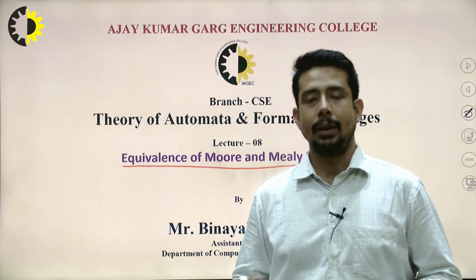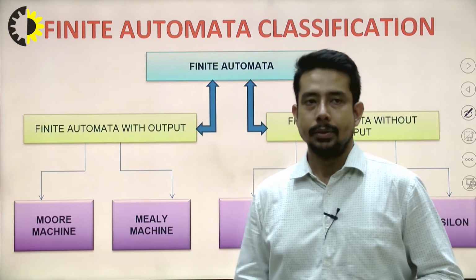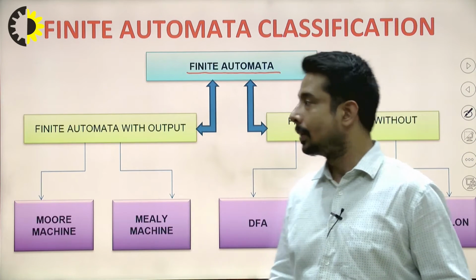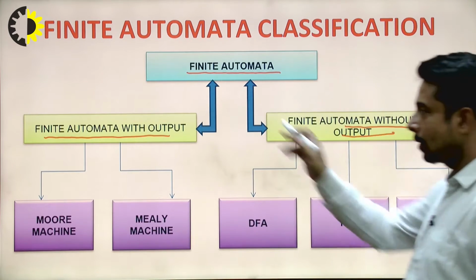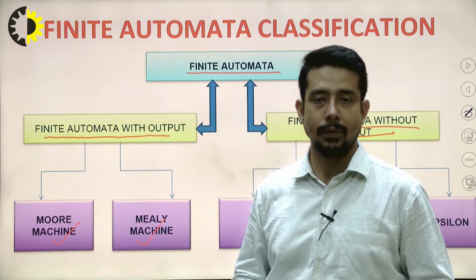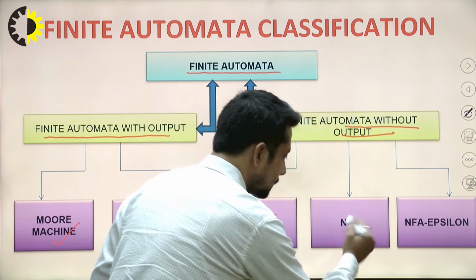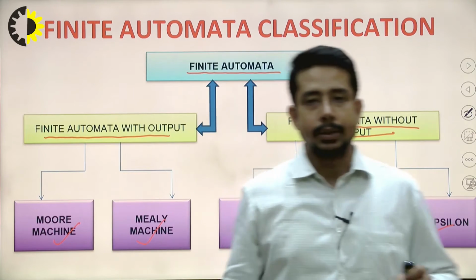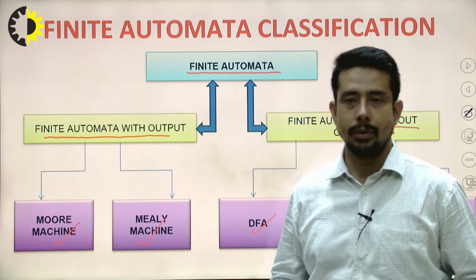So let's check what the contents of this concept are. We will look into how to convert a Moore machine to a Mealy machine and a Mealy machine to a Moore machine. First, the finite automata classification, which we did in the previous video too. I am just reminding you that finite automata comprises two categories: with output and without output. With output comprises Moore and Mealy machines, which we have seen in the previous video, where we also discussed how to design them. Without output are DFA, that is deterministic finite automata, non-deterministic finite automata, and NFA with epsilon transitions. This is the general hierarchy of finite automata. Based on this, the questions will come in your examination, so you have to prepare accordingly.